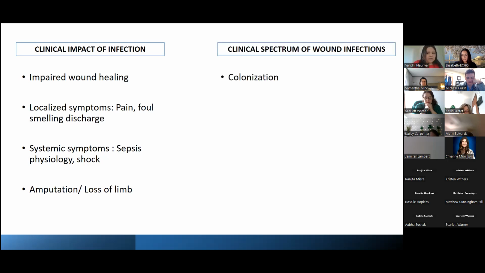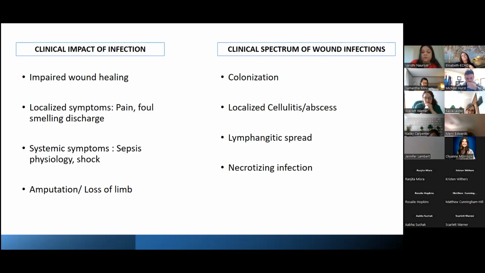But in terms of the spectrum of wound infections, we try to classify patients based on where they lie in terms of the clinical presentation. Are we dealing with just colonization, or is there localized cellulitis and abscess? Or is there more of an invasive spread, which can present as lymphangitis, progressing to necrotizing infection? And then lastly, if there's osteomyelitis. The reason we try to classify which spectrum the patient lies in is because it impacts our decision-making in terms of management, antibiotics, surgical interventions, everything.